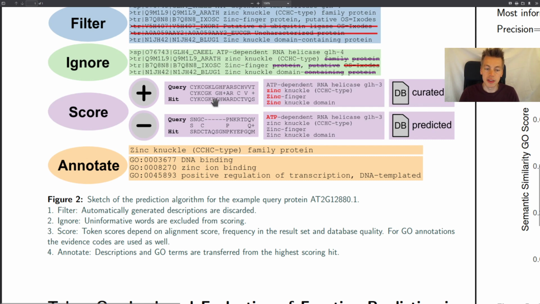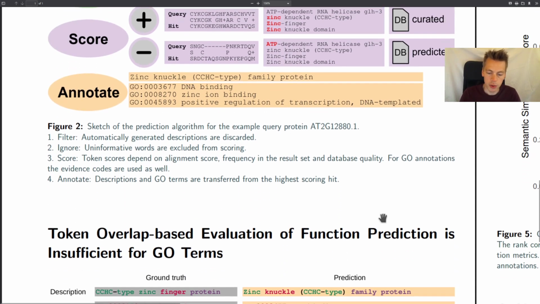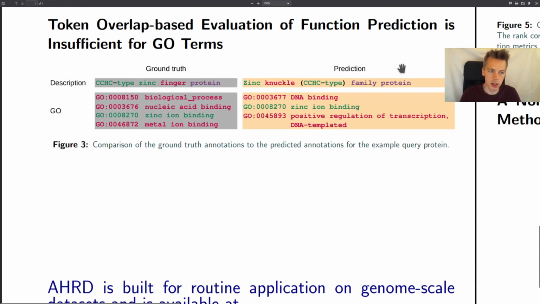We do basically the same for GO terms, but with the GO terms we also look at the evidence codes of the annotations to have another avenue of deciding whether an annotation might have been transferred to a protein in the past and it's not the original. So the top scoring result is then used to annotate our example protein here and to see how well our prediction actually did in comparison to the ground truth.